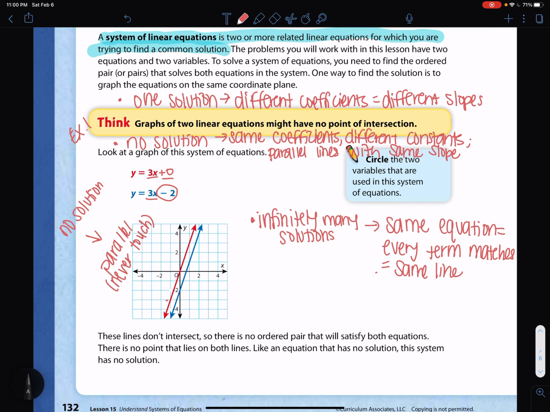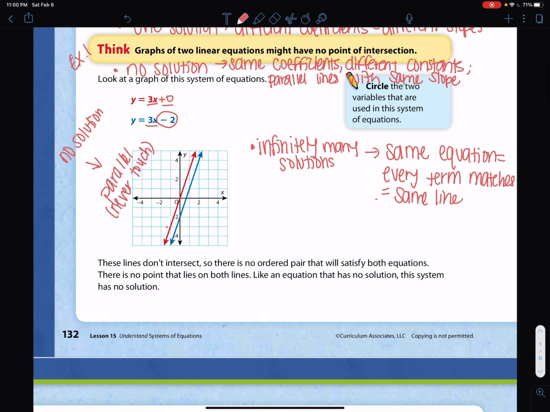So in this first example, of course, we saw they're parallel lines, so they'll never touch. Since they're parallel, they have the same slope. That means that these two lines have the same slope, but obviously they don't have the same y-intercept or the same constant. So that means that they are parallel. And it also, of course, means that it's no solution. Okay, they will never touch. They're almost like mirror images of each other.